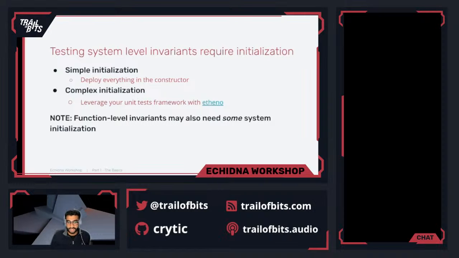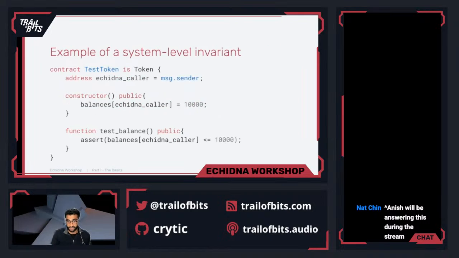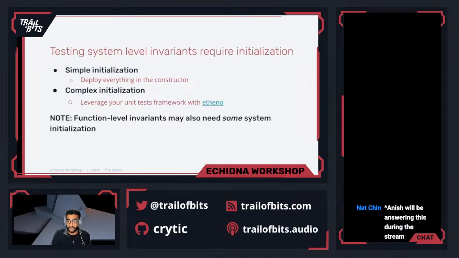However, for more complex systems, sometimes what you can do is leverage a unit test framework. Let's say you have a deployment fixture. You run that with one of our other tools, Etheno, and the output of that can then be provided to Echidna to get started without having to worry about doing all this initialization. This is a simple example, but trust me, it can get a lot more complicated.